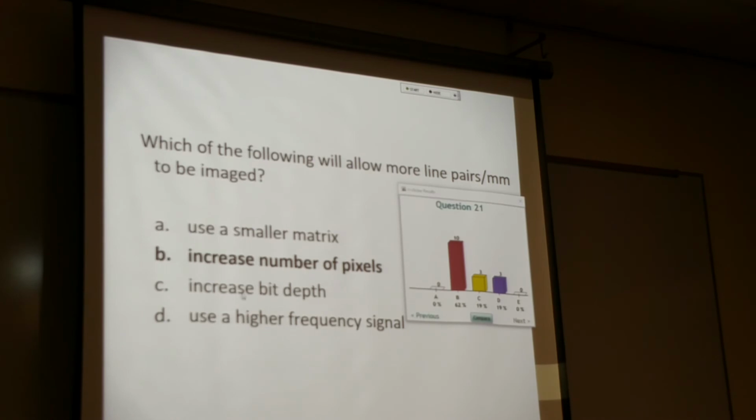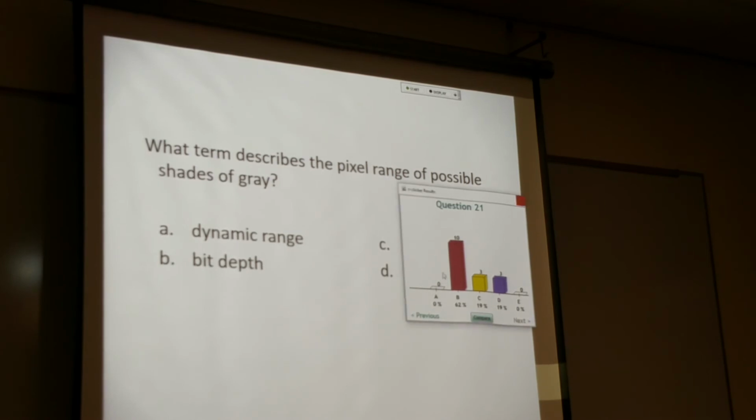And it's always going to be a function of the pixels. So, increased bit depth, that's going to give you better contrast resolution. Okay, not necessarily spatial resolution, which is line pairs per millimeter.